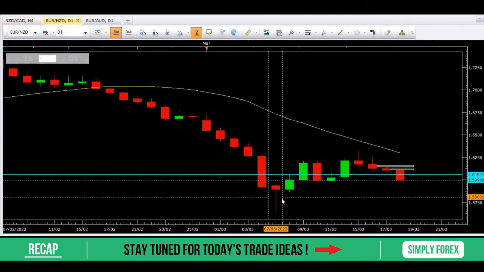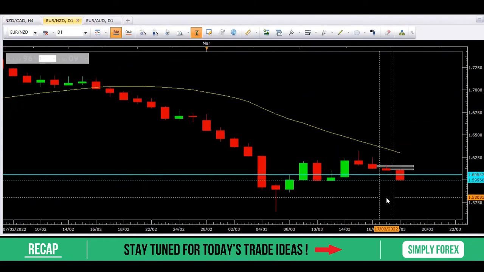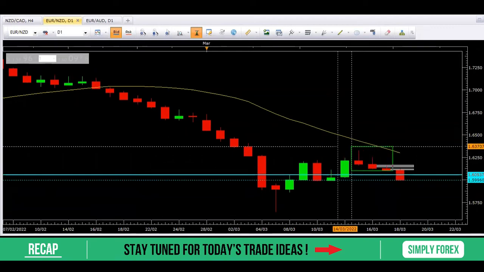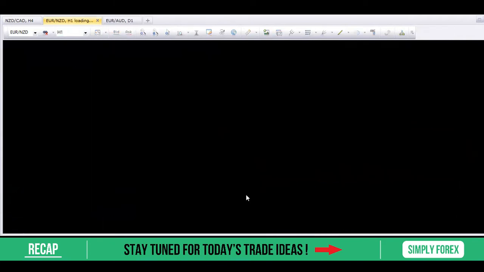The other pair we were looking at was the euro against the New Zealand dollar, and we had these three bearish candles form at this high here. All we were trying to do was take it down to this blue line. It doesn't look like much, but that's still a good 50-60 pips, guys. So let's see if we could get in on this trade.